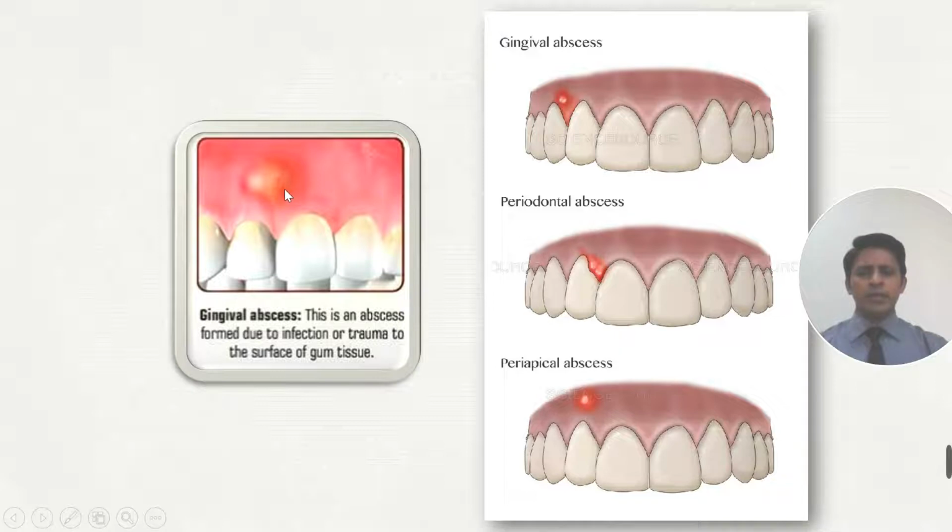Here you can see gingival abscess. This is an abscess formed due to infection or trauma to the surface of the gum tissue. It is only limited to the marginal gingiva as compared to the periodontal abscess and the periapical abscess.